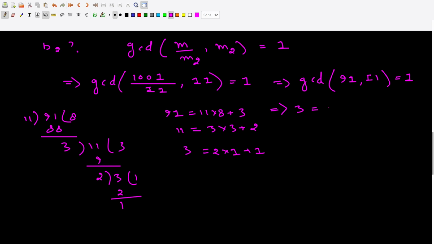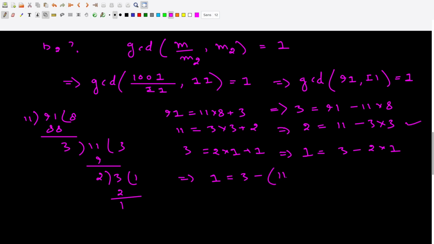Let us rewrite this. 3 equals 91 minus 11 times 8. From here, 2 equals 11 minus 3 times 3, and from here 1 equals 3 minus 2 times 1. So let us expand it further. 1 equals 3 minus the value of 2, which we can get from here, 11 minus 3 times 3. Now let us rearrange it. This equals 4 times 3 minus 11. Now let us plug the value of 3 into this equation from here. So from here we know 3 equals this, and this is what we are going to plug in here. So 3 is what?